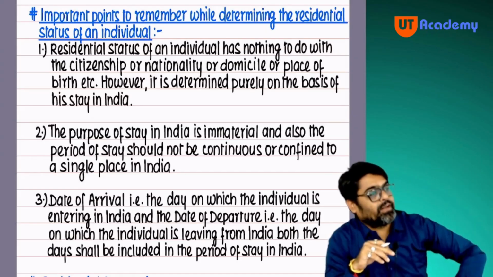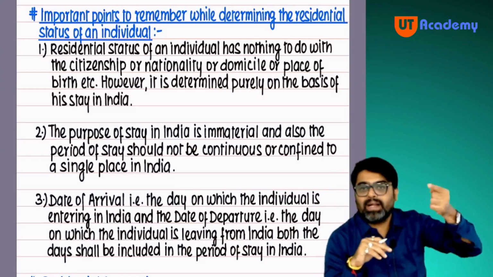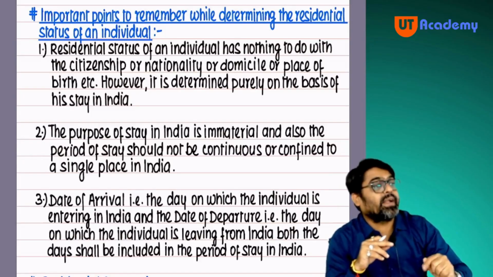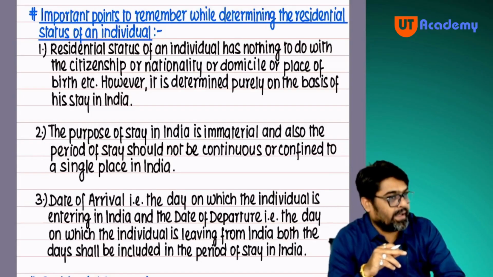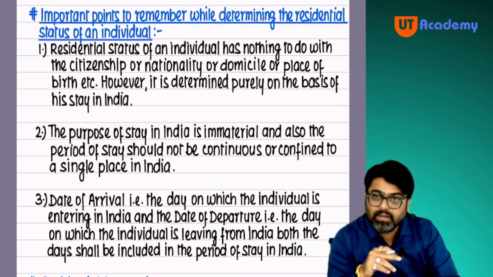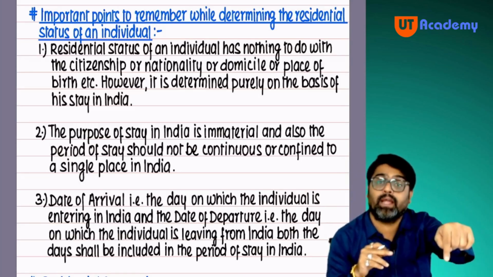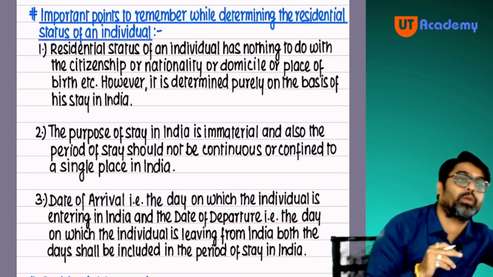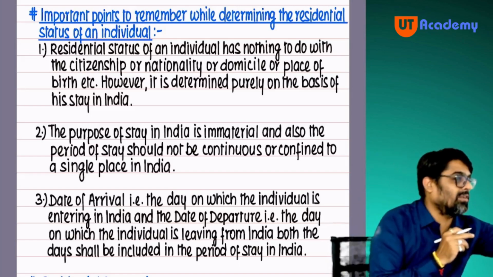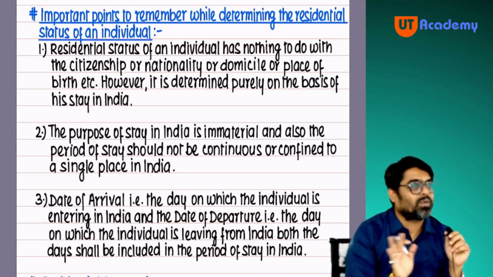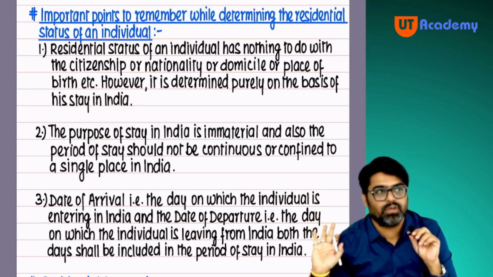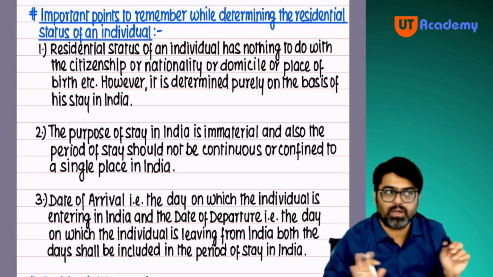Stay of 182 days. When we saw that condition, stay of 182 days, stay of 60 days, stay of 365 days, stay of 729 days, stay of 120 days, we saw all these conditions. Anywhere is it written that the stay should be continuous 182 days, continuous 60 days, continuous 365 days? Not necessary. Stay may or may not be continuous.